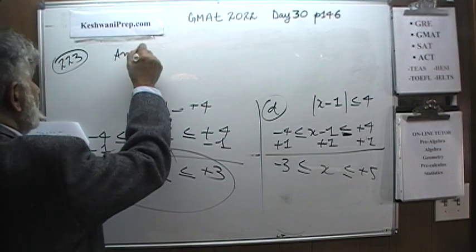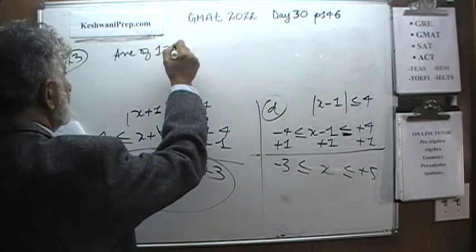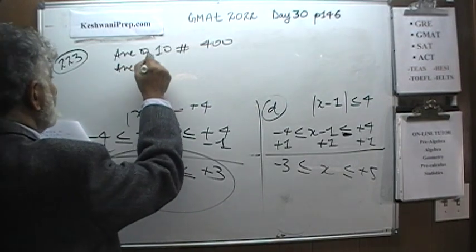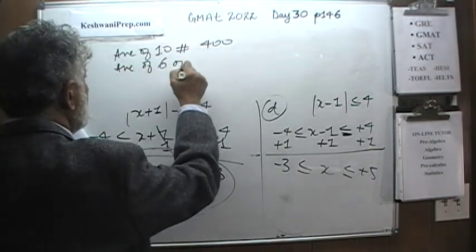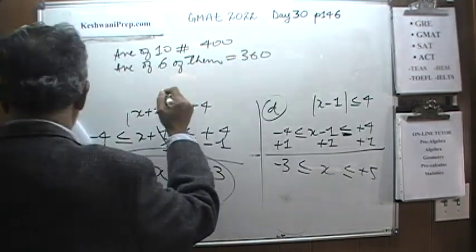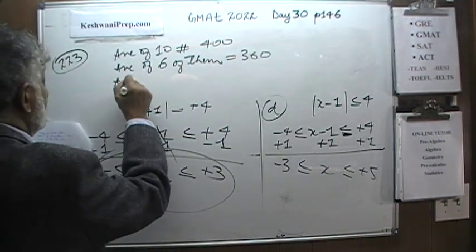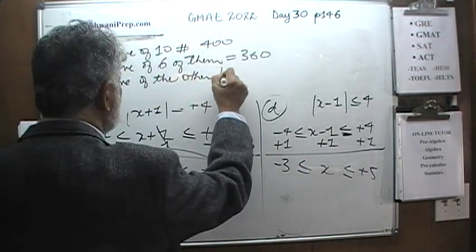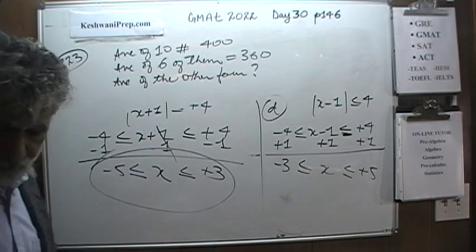We are told that the average of 10 numbers is 400. We are also told that the average of 6 of them is 360. The question is, what is the average of the other 4? Let's see what we can do.